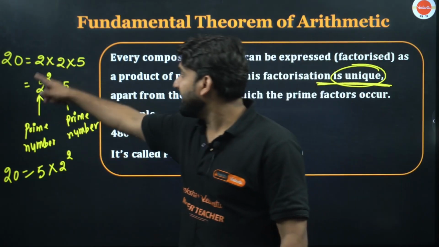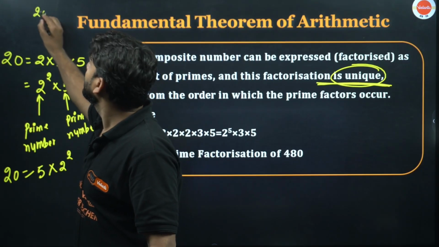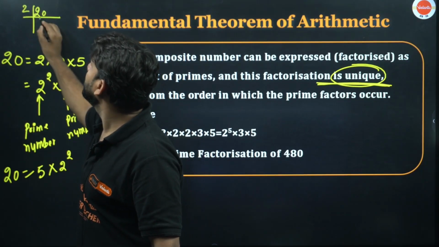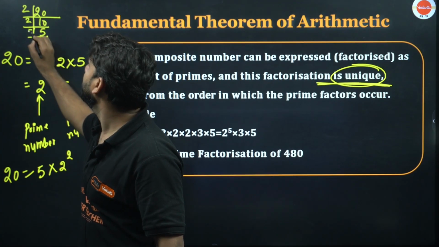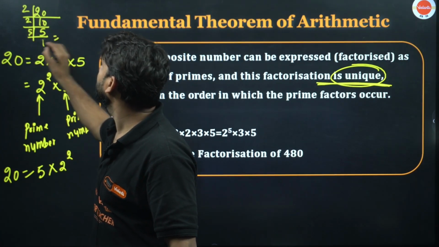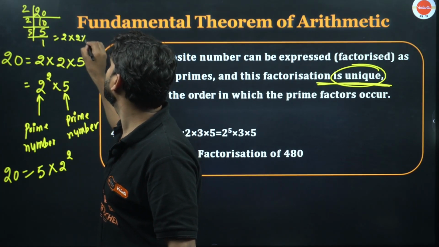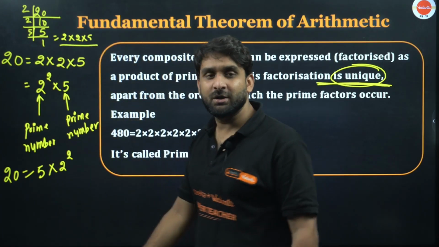For example, if we take LCM of 20, so 2 will divide this 10 times, 2 will divide this 5 times, and now the last 5 will be cancelled. So what we are getting? 2 into 2 into 5, same number, 2 into 2 into 5. So for bigger numbers, you have to take LCM.